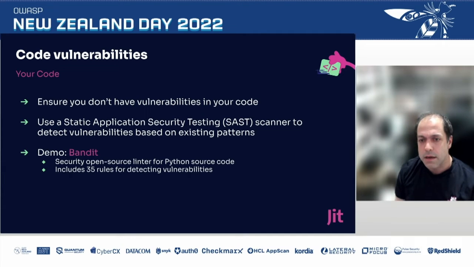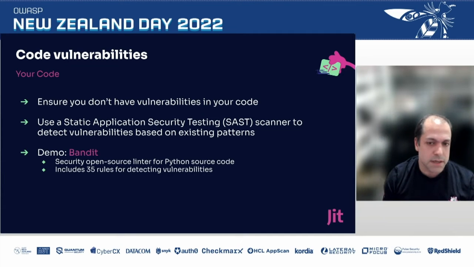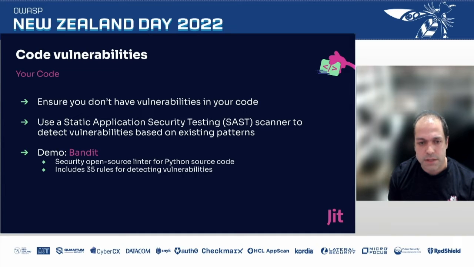And for that, one of the most basic controls that you can use is a SAST tool that will check for static application vulnerabilities. Here I'm using Bandit, which is an open source linter for Python that already includes 35 rules for detecting vulnerabilities.